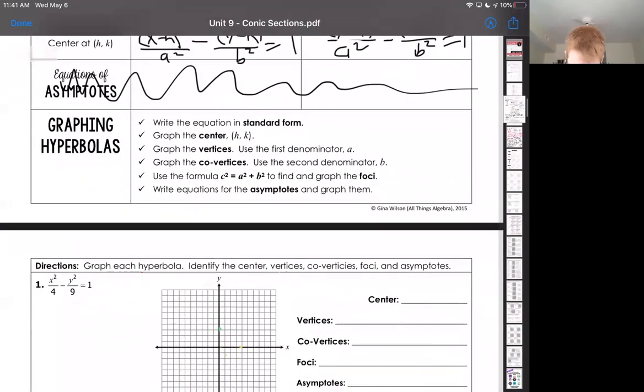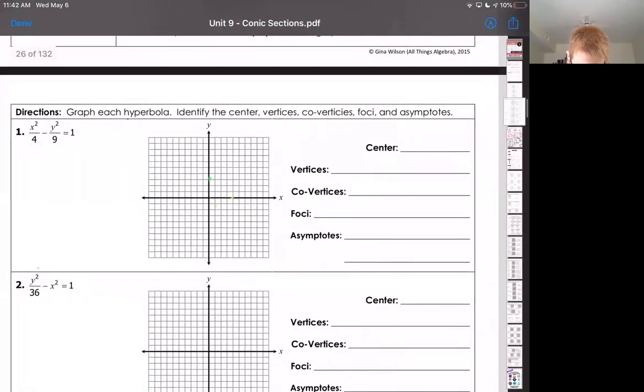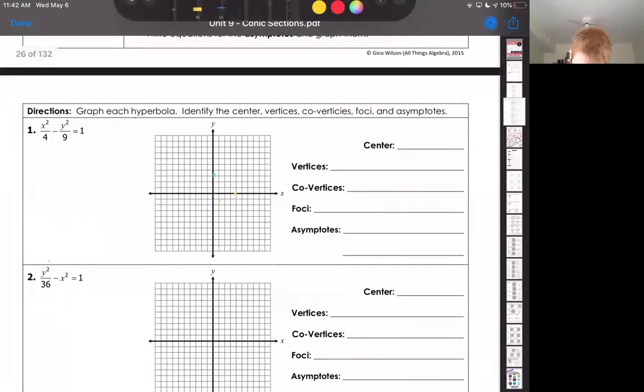But to graph a hyperbola, the first thing you want to make sure is that they're in standard form. All the problems you'll have in your assignment today, they are. You want to find your center, and then use your a to get your vertices, use your b to get your co-vertices. And then we should be able to draw in our box, get our asymptotes, and kind of sketch our hyperbola from there. So let's look at our first example. We're going to just do these problems 1 through 4.